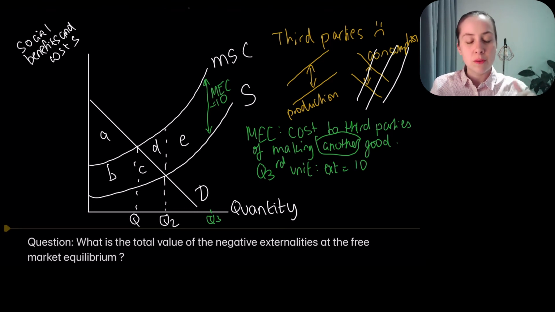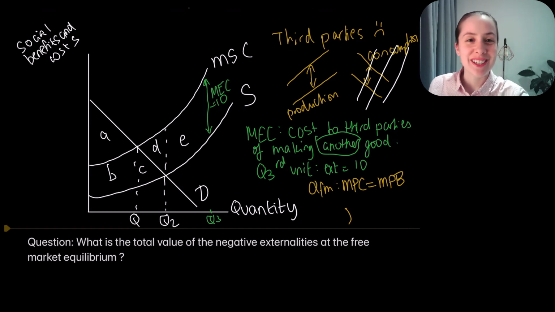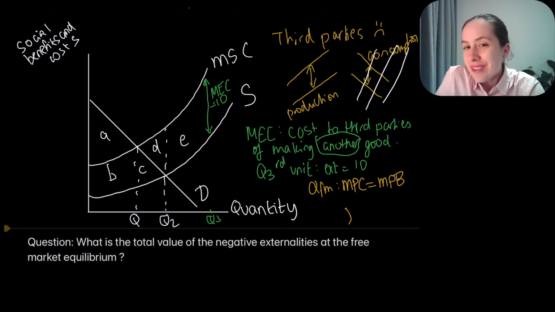But this question wants you to work out the total externalities for all the units produced up until the free market equilibrium. You know how to work out the free market equilibrium. QFM is simply where MPC equals MPB. This is another trick to the question. This question might not tell you so clearly where MPC is and where MPB is, to make it a little bit trickier. But you can tell from this which one it is.